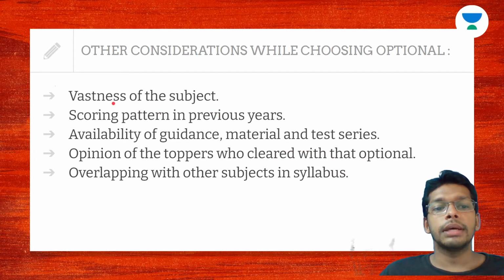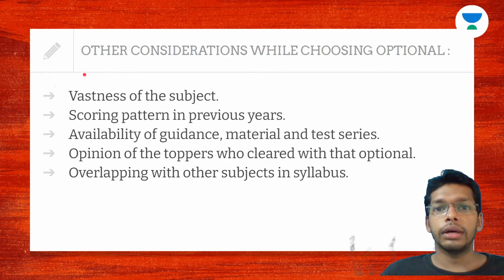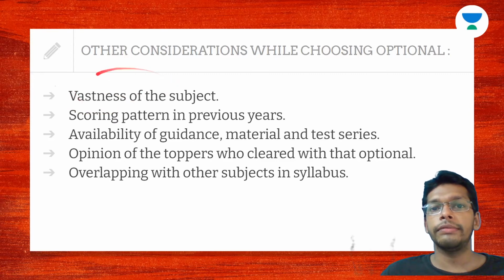So, the vastness of the subject. See, it depends on the time which is available for you. If you are a beginner, you're starting your preparation in June for the next June, so you have around 1 year for your preparation. And if you think that you have to complete your optional in the first 3-4 months, before December or something, then definitely how vast the subject is becomes a very important factor. There are some subjects where the syllabus is very vast. So think about the vastness of the subject also before choosing an optional. Otherwise, you won't be able to complete the syllabus.